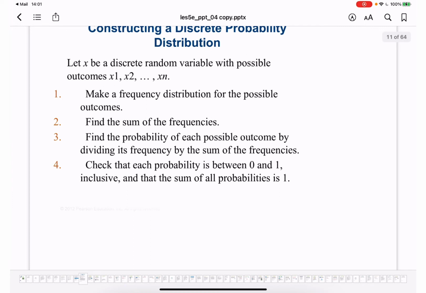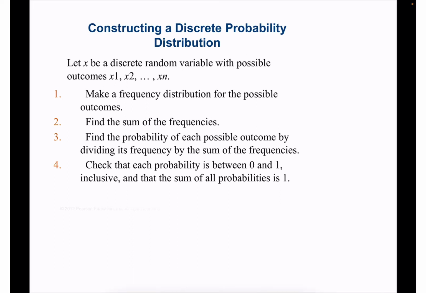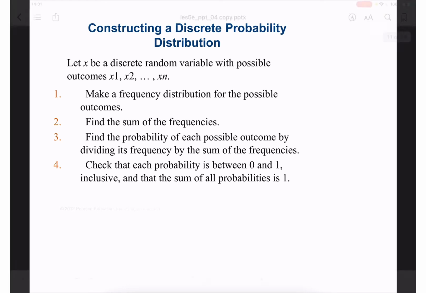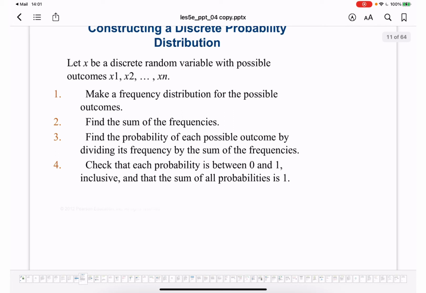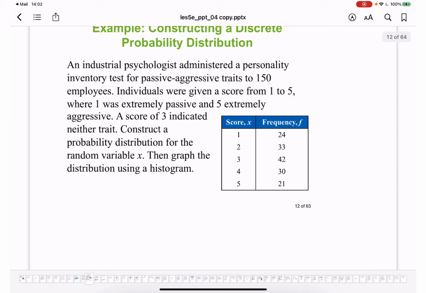So how are we going to construct a discrete probability distribution? We are going to make a frequency distribution for possible outcomes, find the sum, and so on. You can read all this. So I would rather move to the practice problems because it's better to see one time than hear 10 times. There is nothing special here, and everything is written. I'll show you in practice. So, constructing a discrete probability distribution.